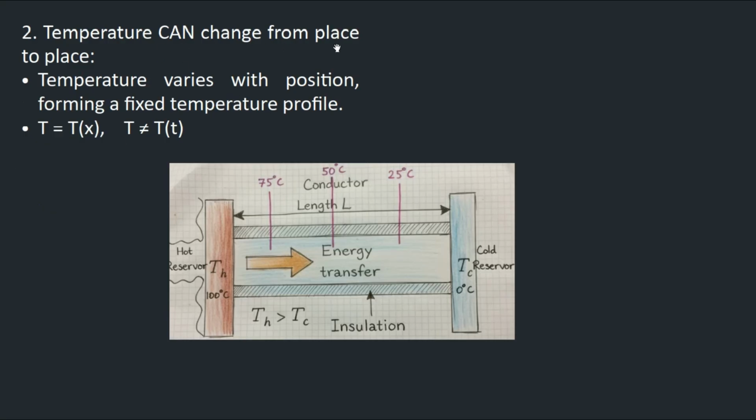Now, temperature can change from place to place. Temperature varies with position, forming a fixed temperature profile. So as you can see, temperature depends on where the point is. If I take a temperature at this point, it will be 75 degrees Celsius. If I take it at this point, it is 25 degrees Celsius, but temperature does not depend on time. It's not a function of time. That's what this expression represents.